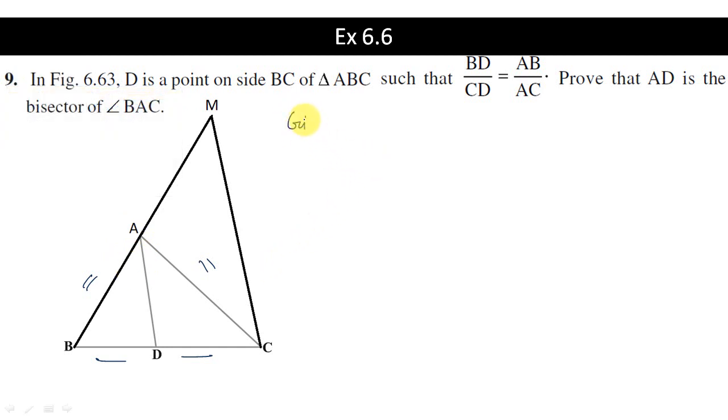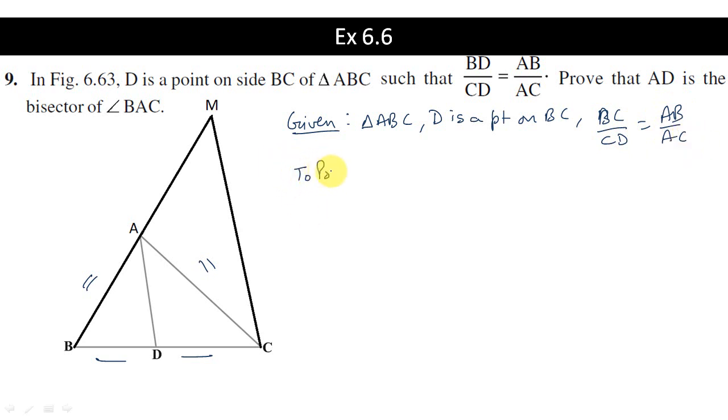So first of all, we are given triangle ABC. D is a point on BC. Also the ratio is given, that is BD upon CD is equal to AB upon AC. And we need to prove that AD bisects angle BAC, or I can say angle 1 is equal to angle 2. This I have to prove. So we'll do the construction first.